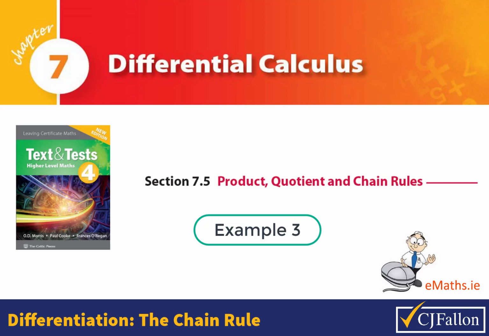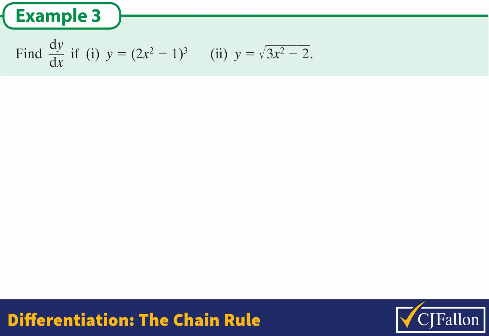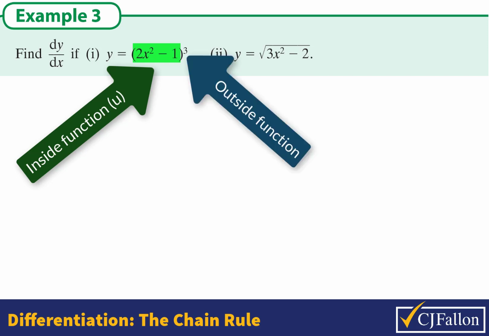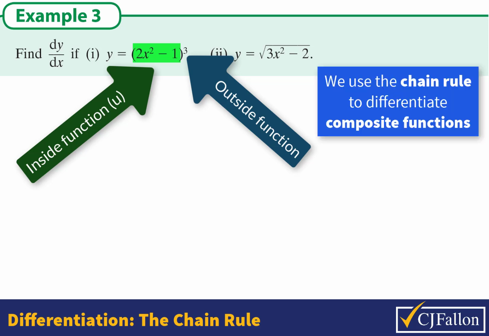Example 3, using the chain rule. Here we have a composite function, y is equal to 2x squared minus 1, all being cubed. The inside function here would be the 2x squared minus 1. This itself is a function of x. But then we're told that this function is being cubed. So the outside function here is that it's being cubed. So here we have a composite function. So if we want to differentiate this, we will have to use the chain rule.